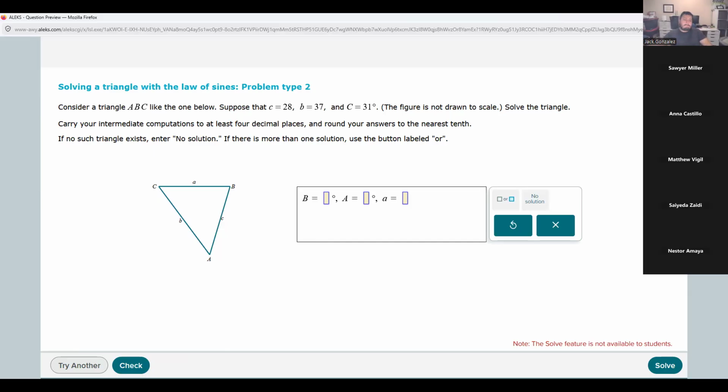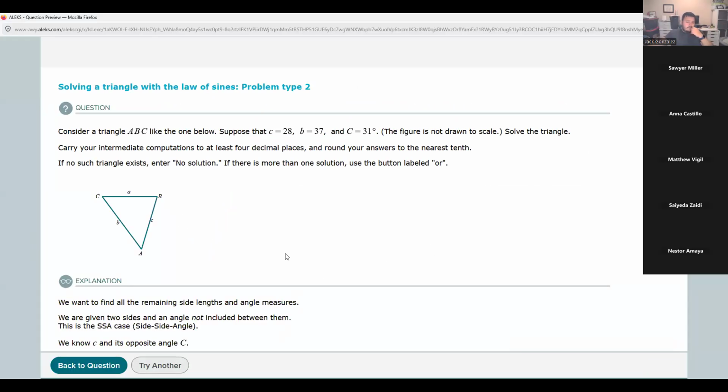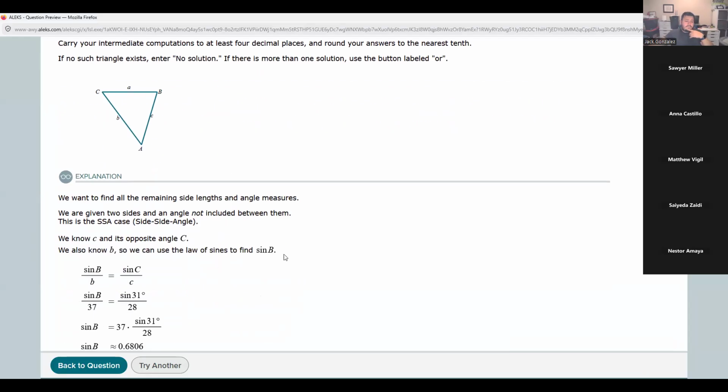Notice on this one, like I said earlier, they only give us one angle, but you do have an opposite side. So I can start finding the missing angles, but whenever you solve for an angle, there's a possibility of two solutions. Sometimes they both work, sometimes neither one works. So that could happen. Let me show you. This is the case where you have side-side-angle, meaning you have just one angle and your corresponding side.